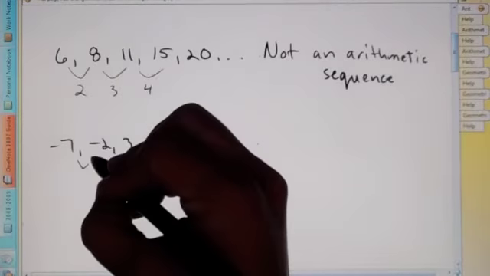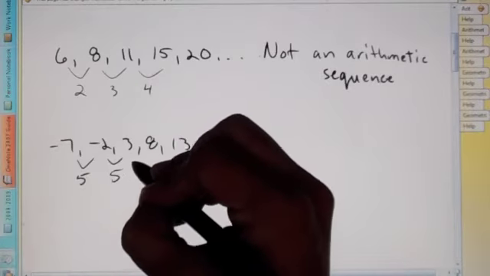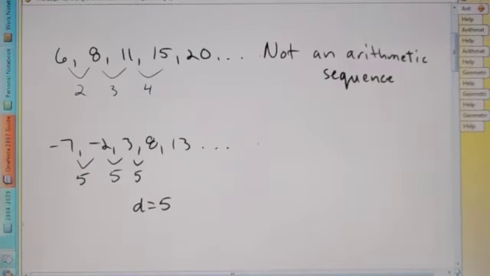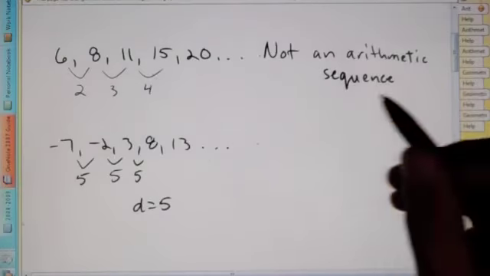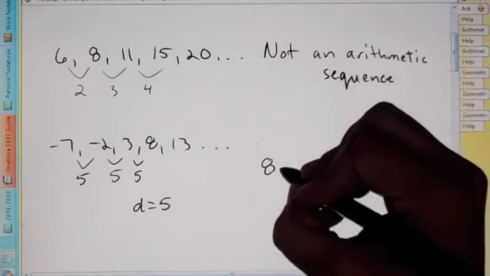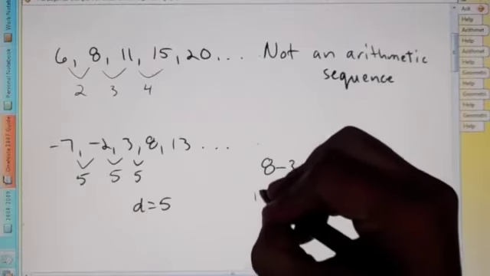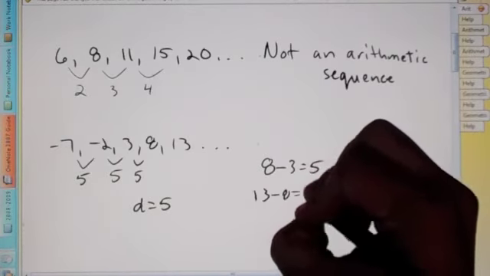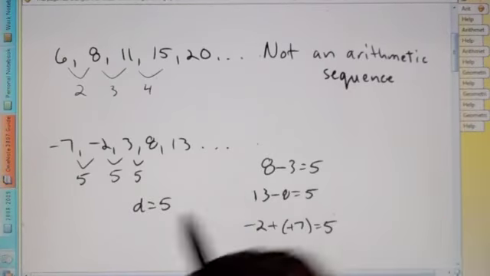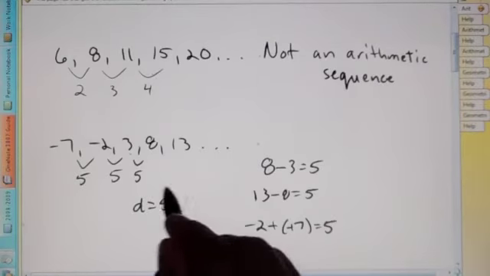This one right here, notice negative 7 to negative 2, you keep adding 5 to each of these. So here our common difference would be 5. If you can't tell just by looking, pick any number in this sequence except the first one. I'm going to pick the number 8 and subtract the one before it. 8 minus 3 is 5. 13 minus 8 is 5. Negative 2 minus a negative 7, which becomes plus, is 5. So take any term and subtract the one before it, and that gives us our common difference.